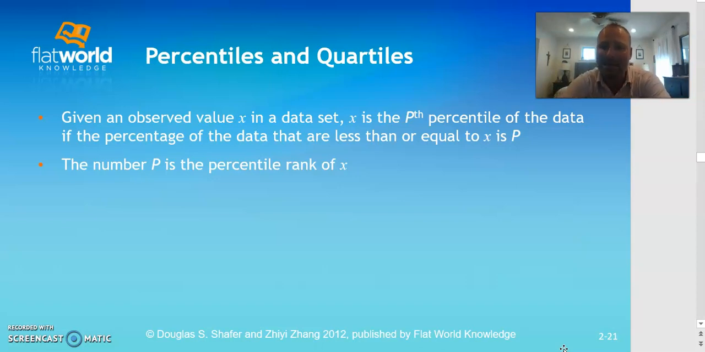X is the pth percentile of the data if the percentage of the data that are less than or equal to x is p. So whatever the value of the data is, the percentage of it that is less than or equal to x, that would represent the percentile rank.